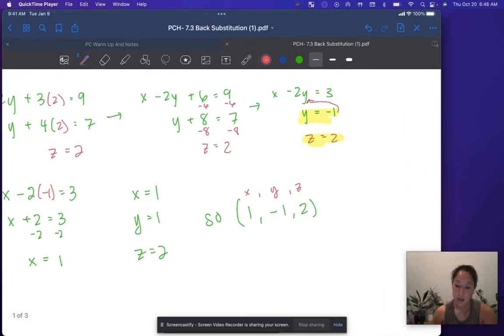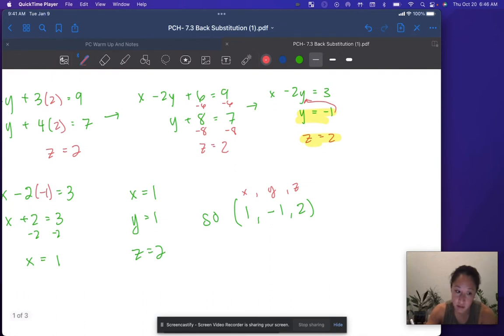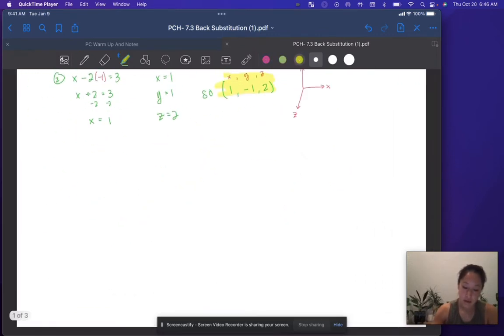So an xyz coordinate is a coordinate in 3 dimensions. So we all know of our x and our y planes. The z plane comes out towards us to make a 3rd dimension. Okay, so there is our solution. Let's go ahead and look at number 2.